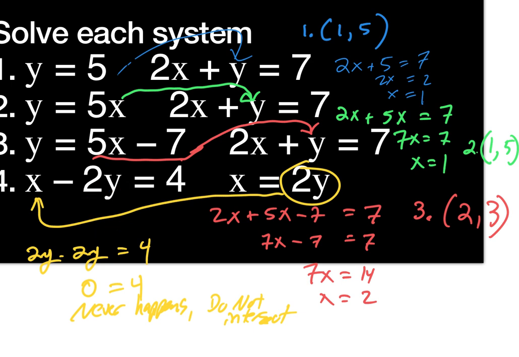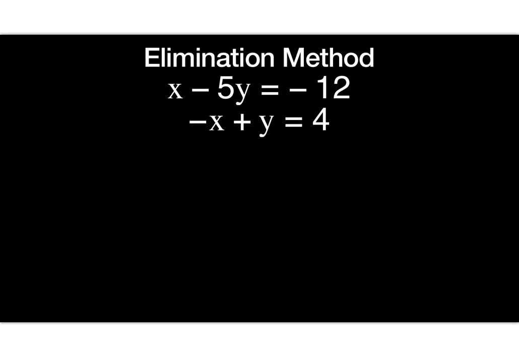If you were to do a problem like this and end up with 4 equals 4, how often does 4 equal 4? All the time. And that means those would be the same line, and there would be an infinite number of solutions.